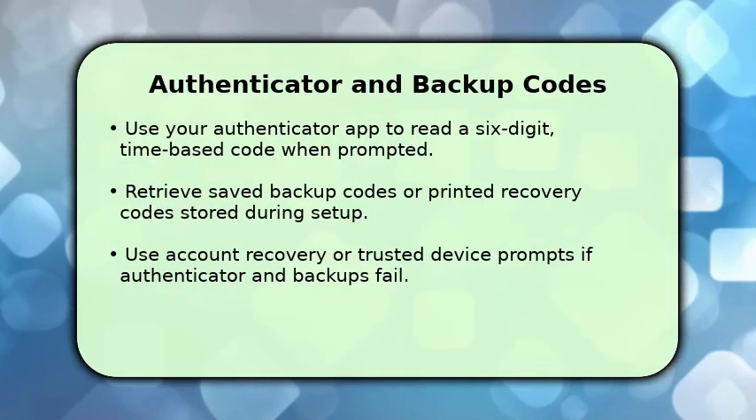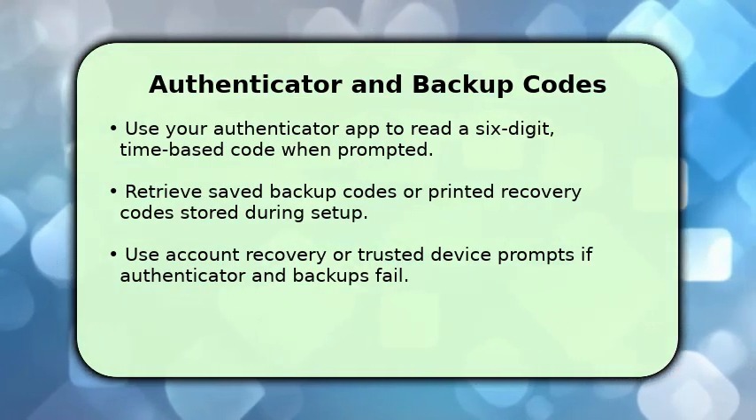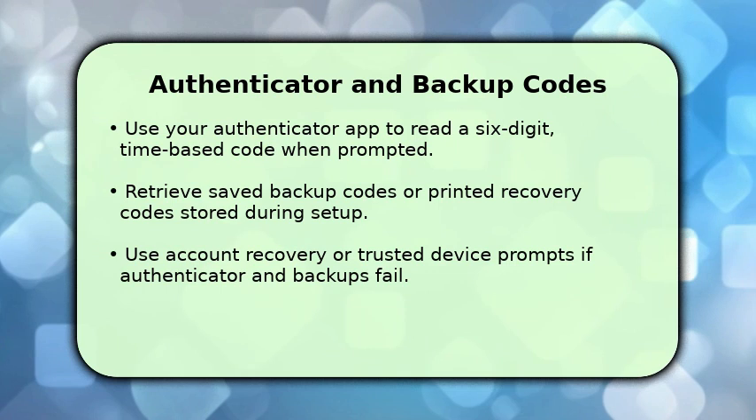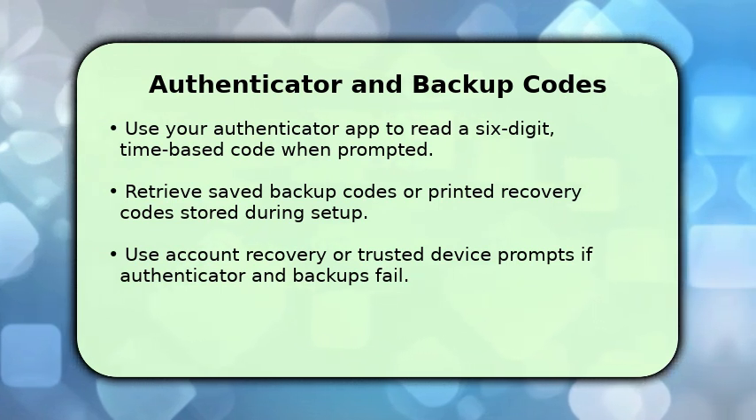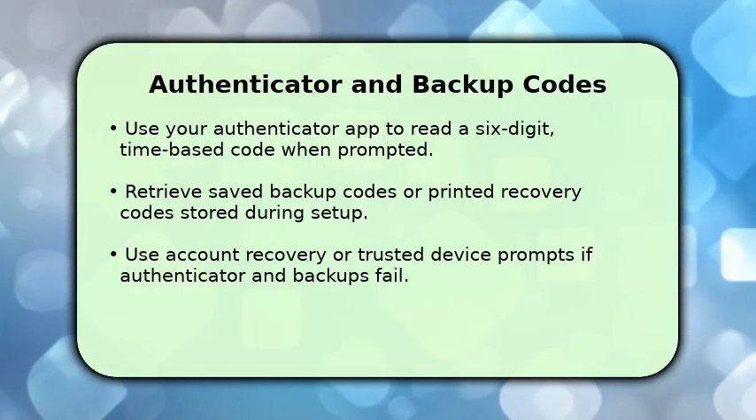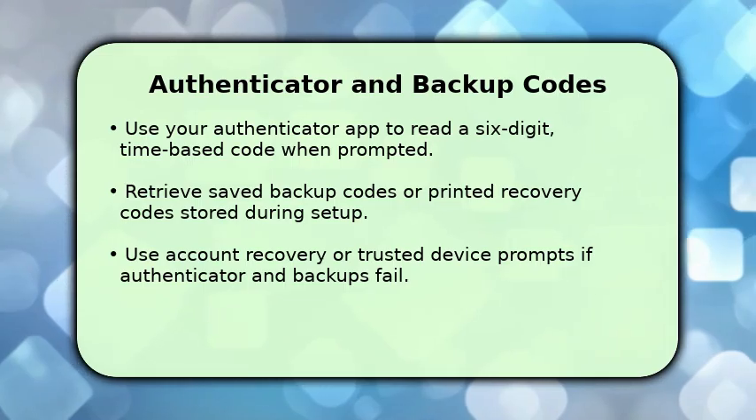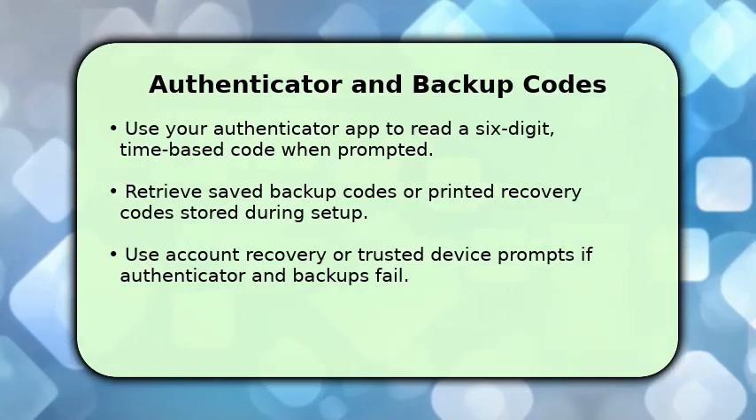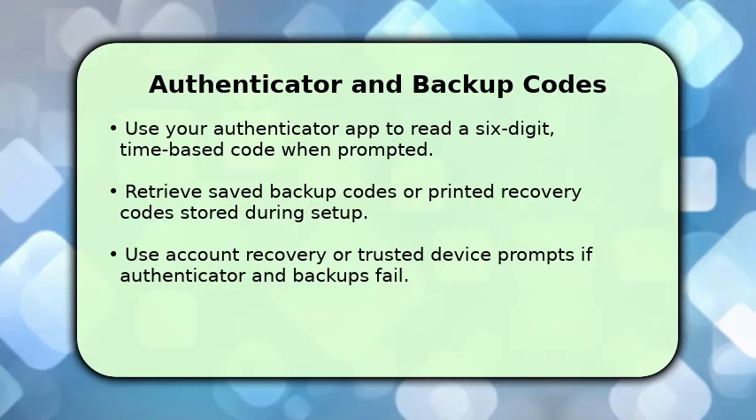Open your Authenticator app to read the 6-digit time-based code that rotates every 30 seconds. If you previously saved backup codes, retrieve the printed or securely stored list and use the next unused code. Check for trusted devices or logged-in sessions that may present a verification approval notification.